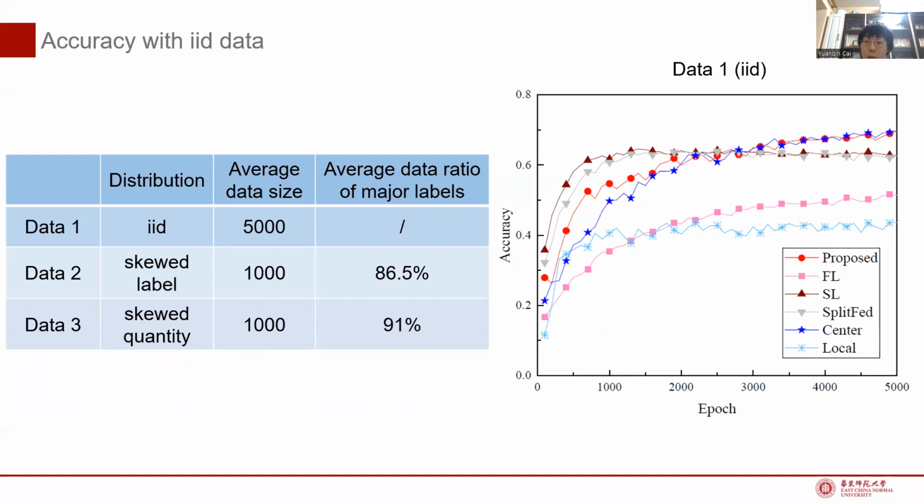In the picture, the red circle is the accuracy of our algorithm, and the blue star is centralized learning. Centralized learning is using all the data to train a model. It does not protect data privacy, but its accuracy is theoretically the highest. In the situation of data 1, our algorithm is very close to the centralized learning and higher than other distributed algorithms.